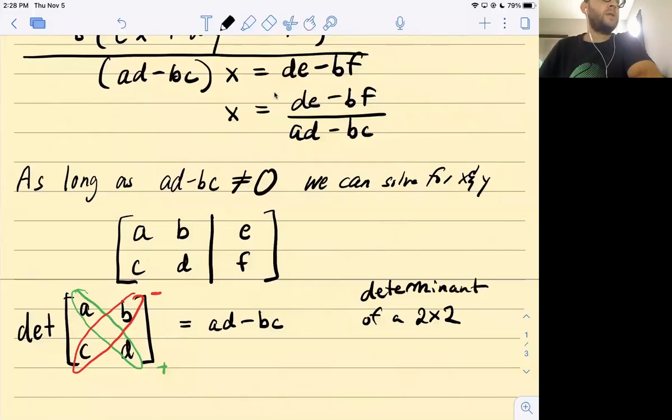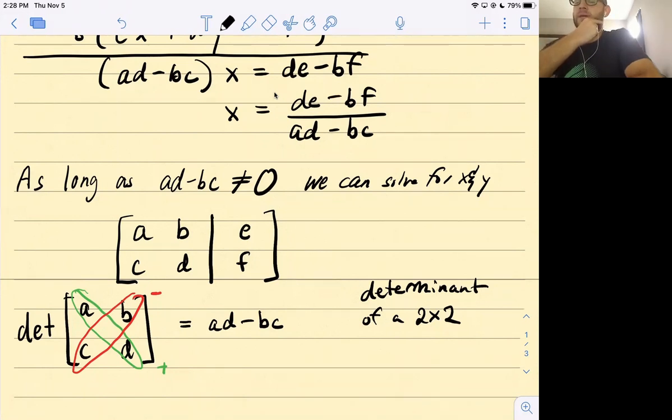And the reason we call it a determinant is because if it's 0, then it determines that there's no solution. But if it's not 0, then we know that our system, regardless of what E and F are, will have a solution. Yeah, we always start with the main diagonal first, and then you subtract the other one. That's kind of the standard way of writing it. So the formula is AD minus BC.